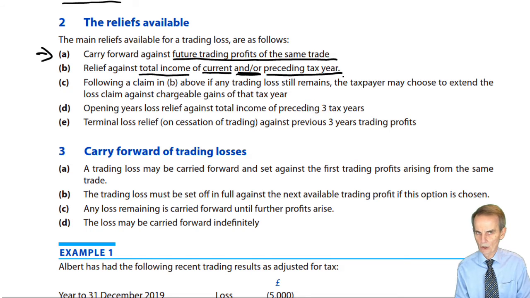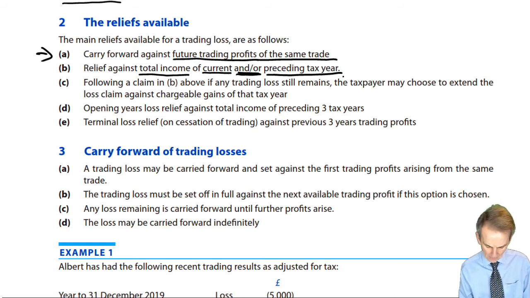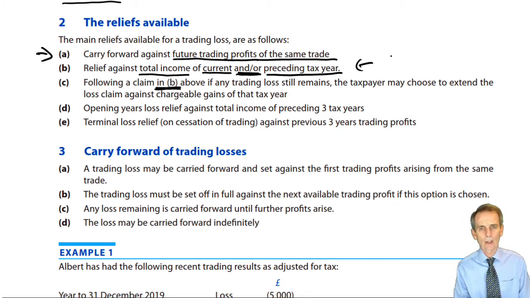I'll only briefly mention them now. We've got enough to be thinking about with those current year carry back, carry forward claims there. But if you were to have made a claim in B, so against either the total income of the current tax year or the preceding tax year, if you've made that claim and there was still an amount of loss left over, then for that tax year, the one in which you have made that claim, and there is still loss left over, you can now change the nature of that loss.